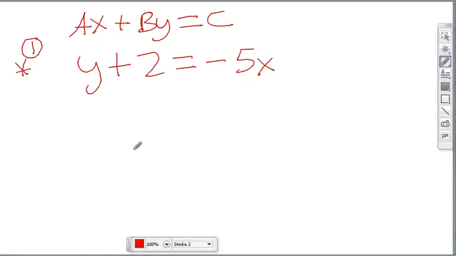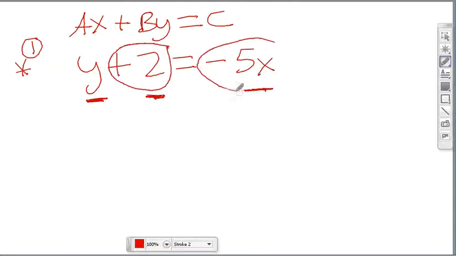As we look at question number 1, we have the y term on the left side of our equation. We have the constant on the left side of our equation, and we have the x term on the right side of our equation. In order to be in standard form, this term's going to have to be on the right side, and this term's going to have to be on the left side. Because remember, in order to be in standard form, you have to have the x term and the y term on the left side, and the term that's just a constant on the right side.